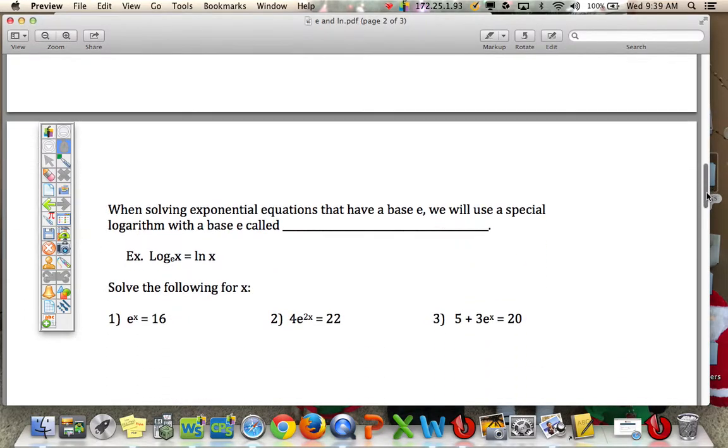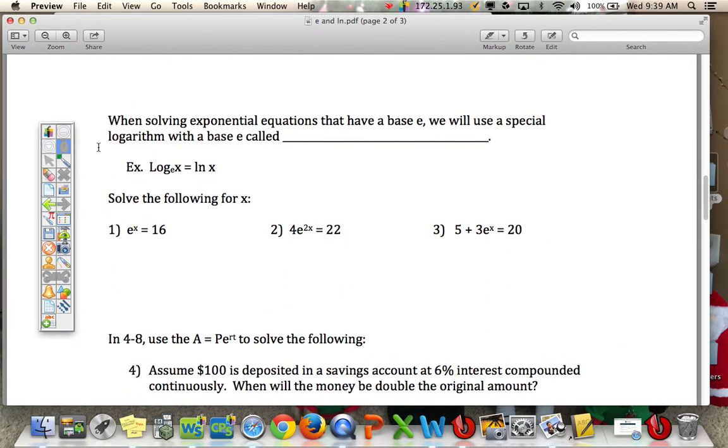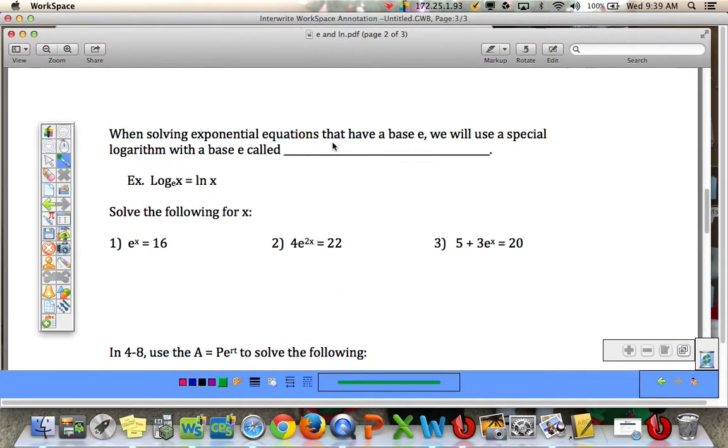Okay. So the notes: when solving exponential equations that have a base e, we use a special logarithm with a base e called the natural log. So whenever you see log base e, change that to ln.